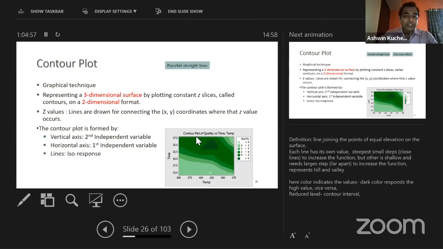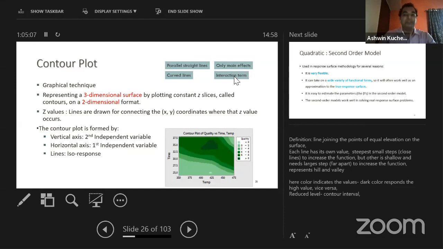In short, if you have straight lines in your contour plots, they will show you main effects. But if those are curved lines, those are with the presence of interaction terms, means with the presence of the second order model, and with the presence of some response surface, with different shapes. We have discussed the hill shape and valley shape, but there are different shapes with respect to maximum, minimum, radial, ridge and saddle.